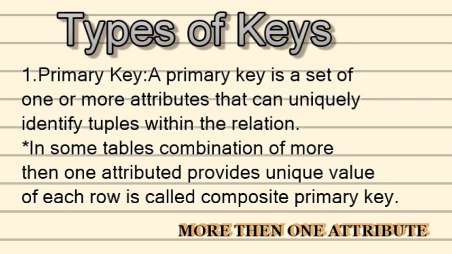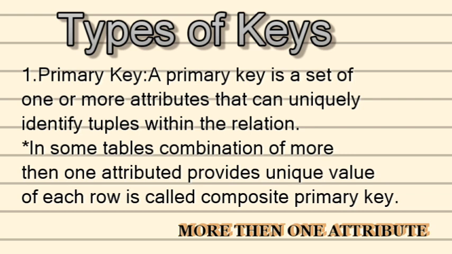So now the first key, that is the primary key. A primary key is a set of one or more attributes that can uniquely identify tuples within the relation. Simple example, we do not go anywhere, just a roll number, a student ID, or an employee ID. That is basically called a primary key, which tells us the unique identity of a particular person or a particular relation, because the names can be the same but the IDs will always be different. That's why we take it as a primary key.